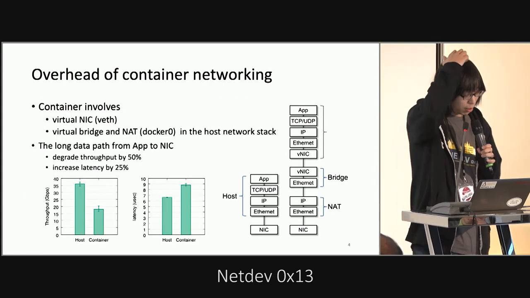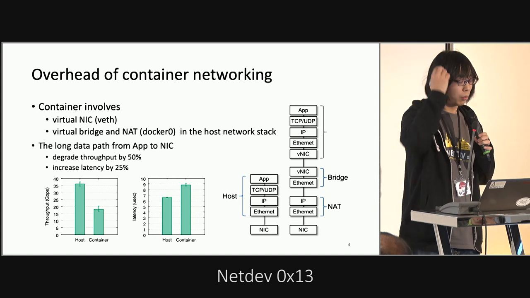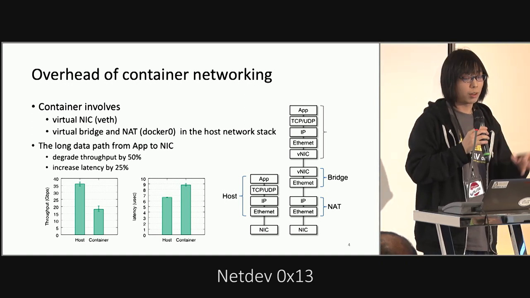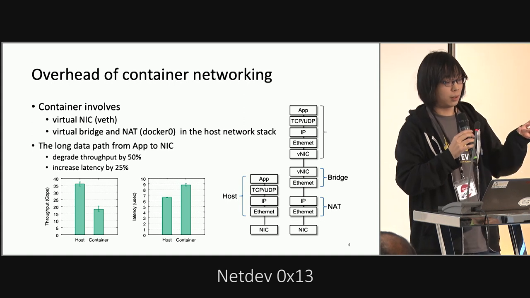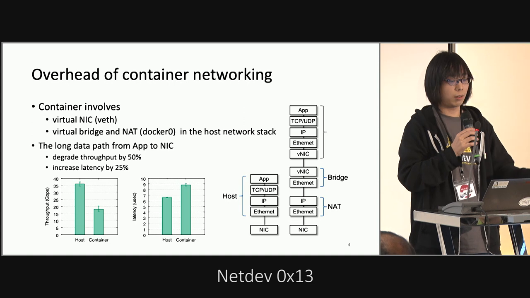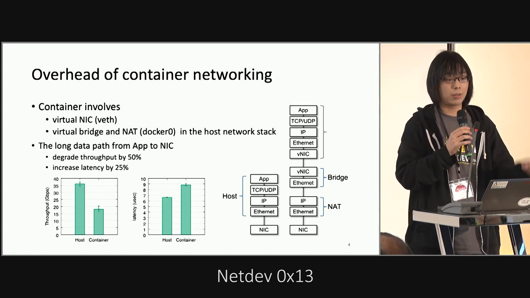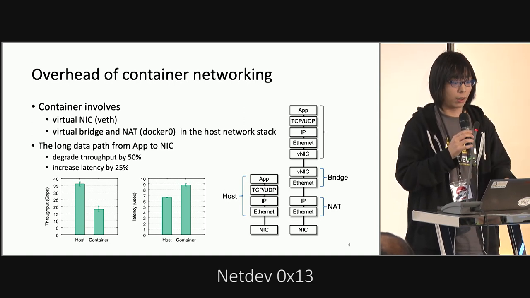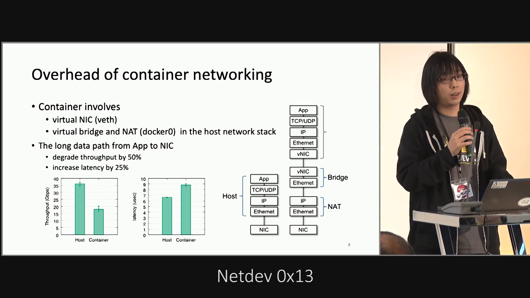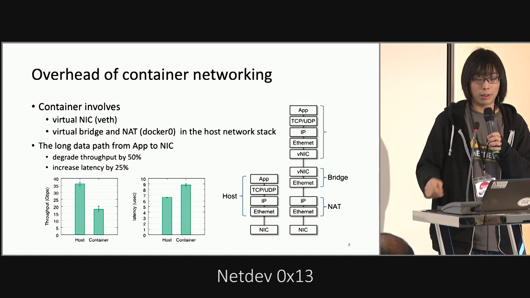But we know there is an overhead in current container networking using this abstraction. Containers involve virtual links and a virtual bridge, like docker0, and the NAT in the host network stack, and then the fiber or the wire. So we call this the long data path, from application to network interface card.